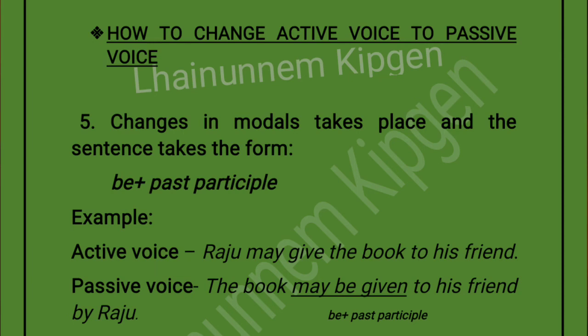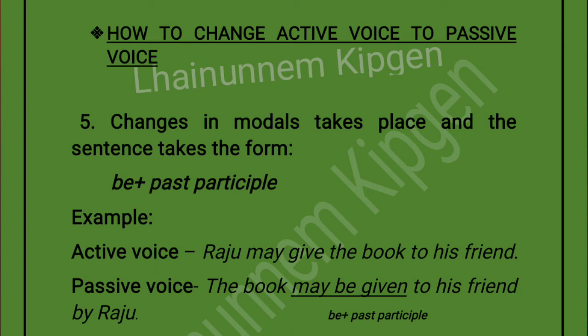So we can change it by making the object become the subject. The book may. The rule number 5 particularly says that the sentence must take the form of be plus past participle. So be here is different from be verbs in rule number 3. Be here is just be. It is not a be verb. So we can change it like, the book may be given. Given is the past participle form.